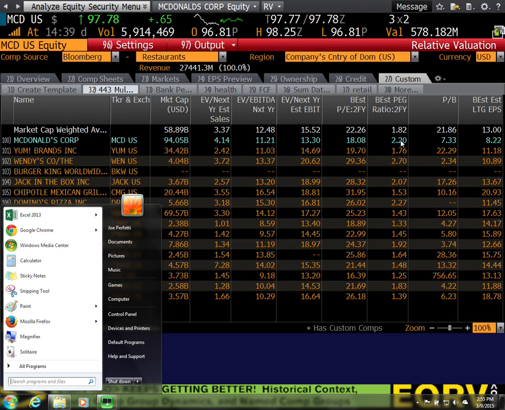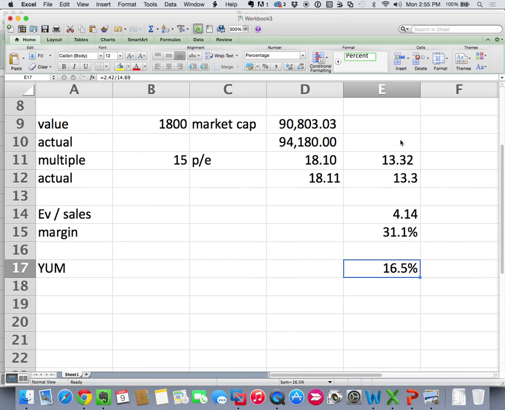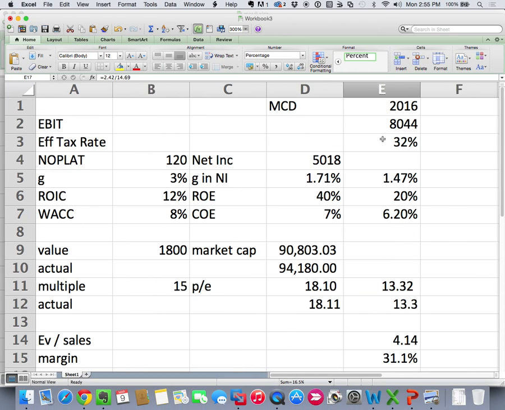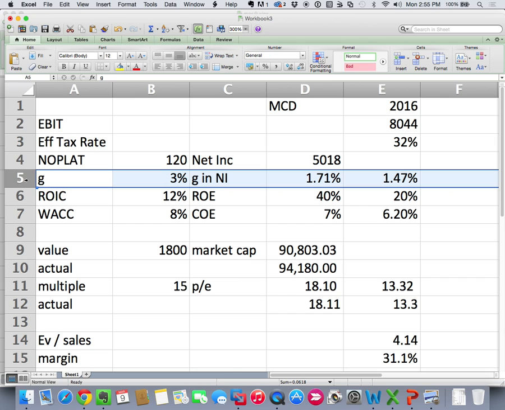Higher PEG equals higher ROIC. Who has the higher expected ROIC, McDonald's or Yum? McDonald's has higher expected ROIC. McDonald's has almost double the margins. Why are they trading at a discount to earnings of their peers and of the industry? It's one number. It's the growth.